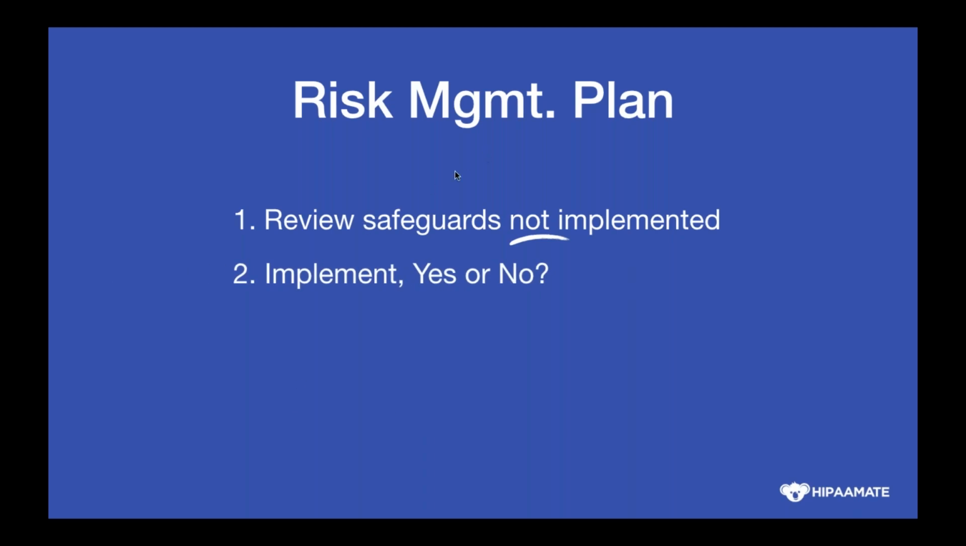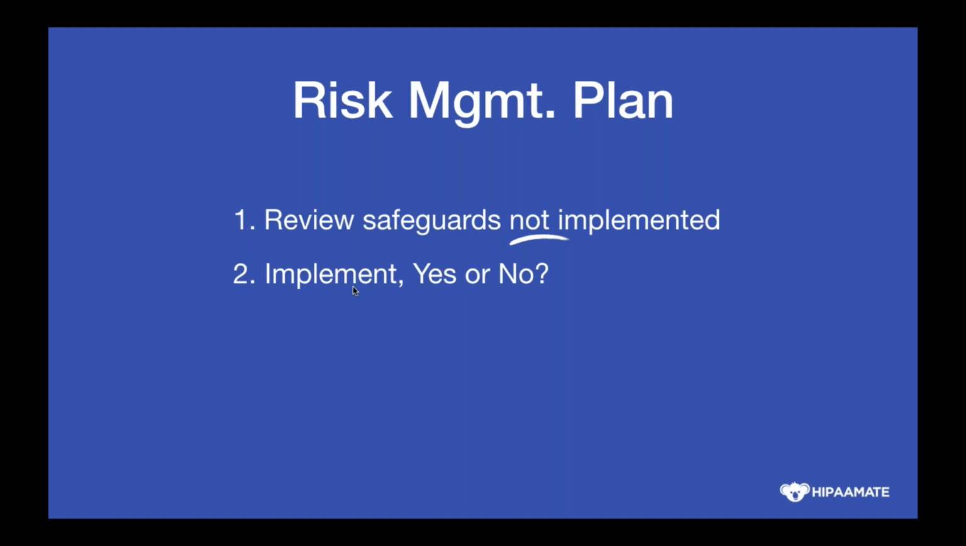Okay, so a risk management plan starts with, remember that list at the end of the risk analysis, the red ones that said, here's all the things that you could do in your office that you don't do? That's what it starts with. You have the list of the things that are not implemented, and then you decide on each one, hey, do I want to do it or not? The encryption of my laptop.